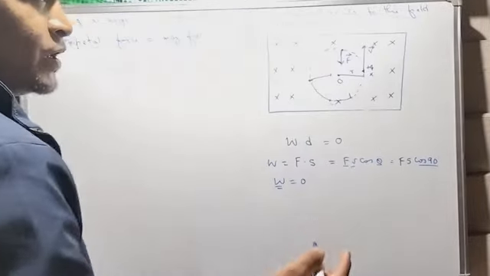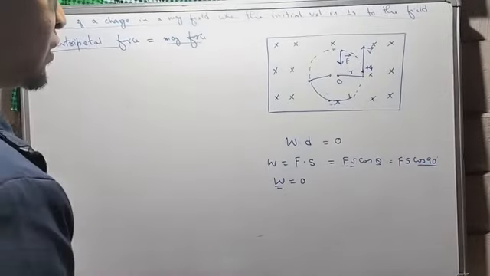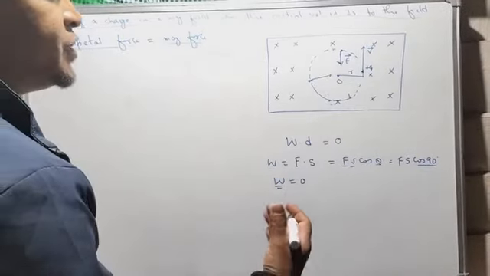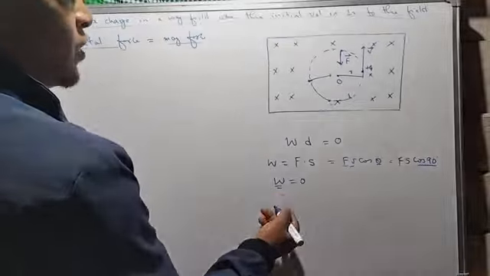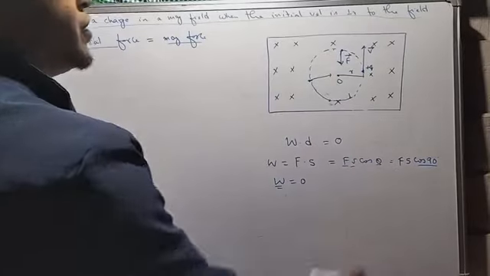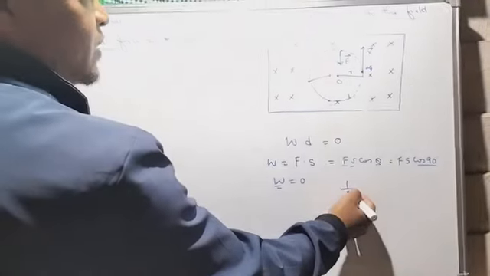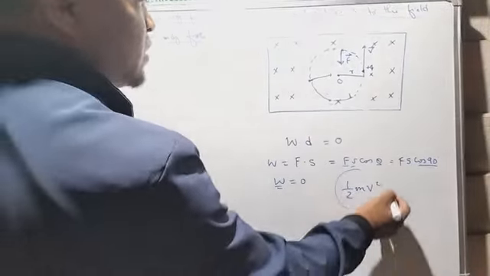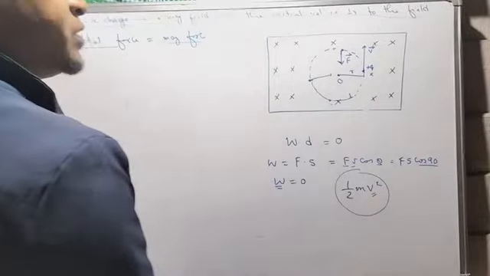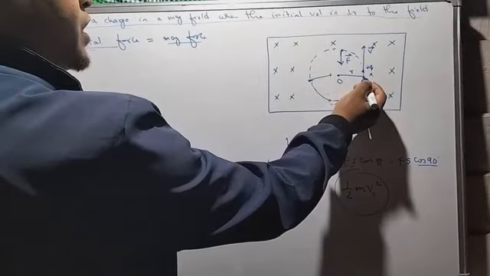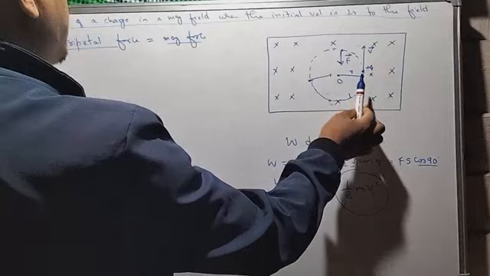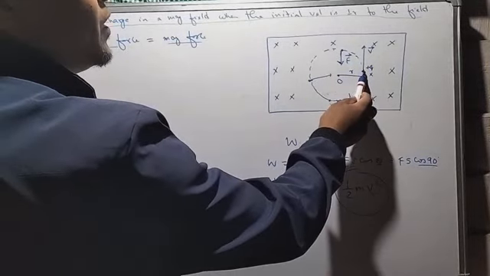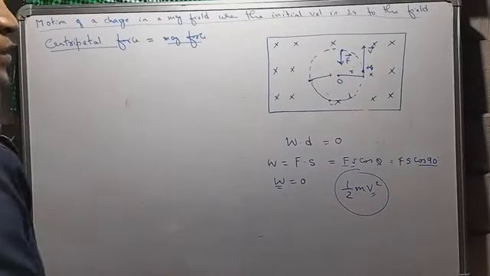This work, if you remember in the work energy theorem, the net work done acting on a particle is actually equal to the change in kinetic energy. But since the work done here is equal to 0, it means there is no change in kinetic energy. For kinetic energy, we know the expression is half mv square. So when this does not change, it means the velocity is constant. Therefore, when a charge is moving initially in a perpendicular direction to the magnetic field, this charge will be moving with a constant velocity.